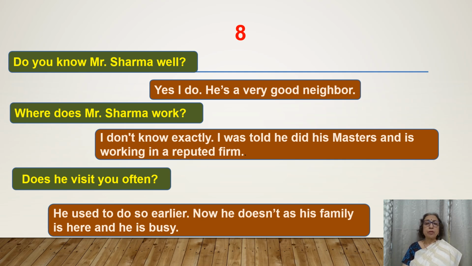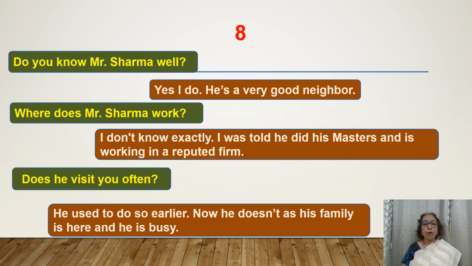Here is number 8. Do you know Mr. Sharma well? Again, you see the divisions. Do you know Mr. Sharma well? Yes, I do. He's a very good neighbor. Where does Mr. Sharma work? I don't know exactly. I was told he did his master's and is working in a reputed firm. Now notice how many units are there here. I was told he did his master's and is working in a reputed firm. So you have 4 units where you need to put the words together.